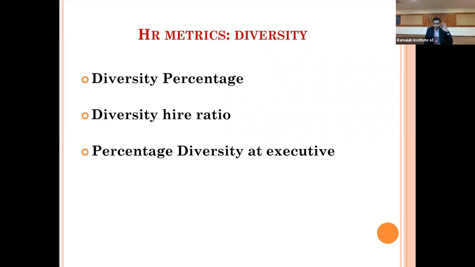So what about the diversity level in the top management, corporate governance, board level, president level, vice president level? How many male, how many females? What about the age? What about the Asians and Americans, North Americans, and so on? So this is all about the percentage diversity at executive level. Next, I'll go to the learning and development metrics.